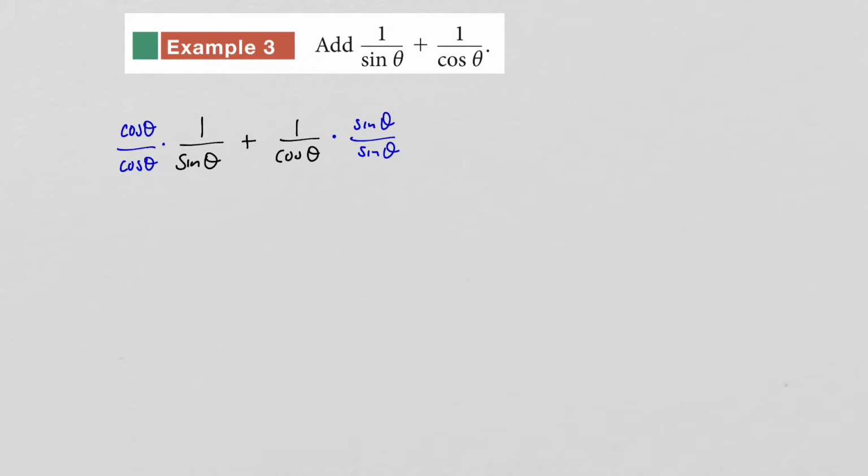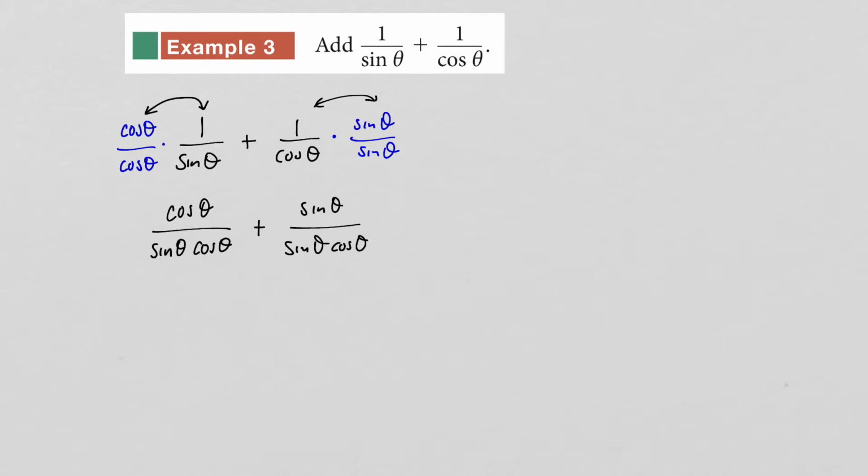And when we do this multiplication here, cosine of theta times 1 is cosine of theta. Cosine of theta times sine of theta is basically cosine times sine, but I prefer to write this as sine times cosine. Plus, and then for the second fraction, we can multiply here. 1 times sine of theta is sine of theta. And once again, in the denominator, we have cosine of theta times sine of theta, which I'm going to write as sine theta cosine theta.